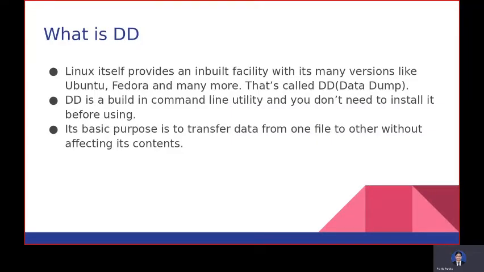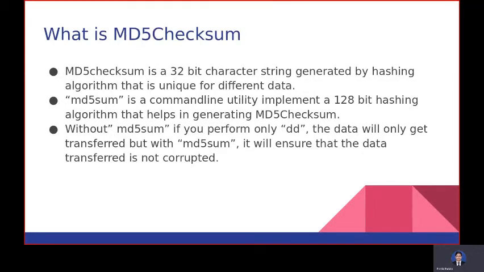So after getting info about dd, let's know what MD5 checksum is. MD5 checksum is a 32-character string generated by a hashing algorithm that is unique for different data. md5sum is a command line utility implementing a 128-bit hashing algorithm that helps in generating the MD5 checksum. If you perform only dd, the data will only get transferred, but with md5sum, it will ensure that data transport is not corrupted.